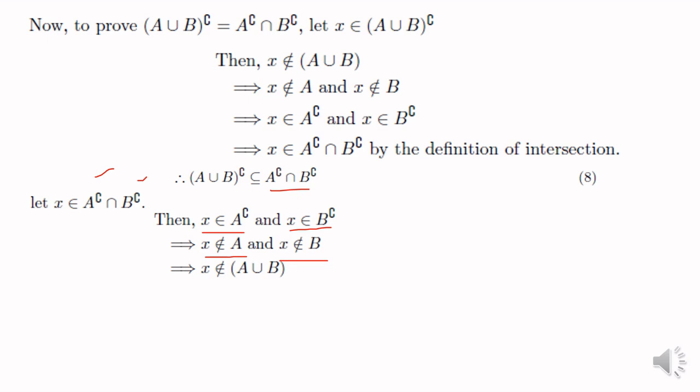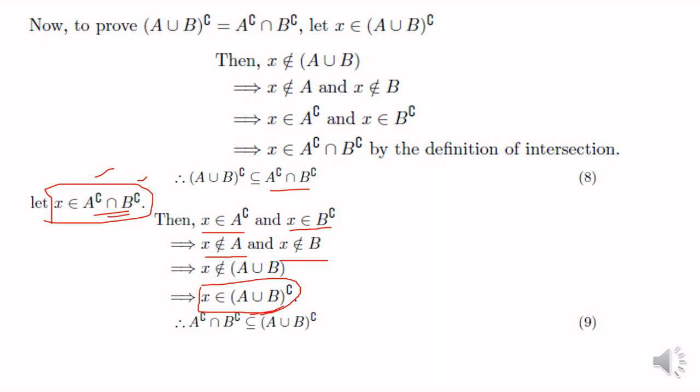And this implies that X is an element of A union B the whole complement by the definition of complement. If X is not an element of A union B, then definitely X will be an element of A union B the whole complement. So we have started by taking X as an element of A complement intersection B complement. Now we got that X is an element of A union B the whole complement. This means that A complement intersection B complement is a subset of A union B the whole complement. Take it as equation number 4. I have taken it as equation number 9.